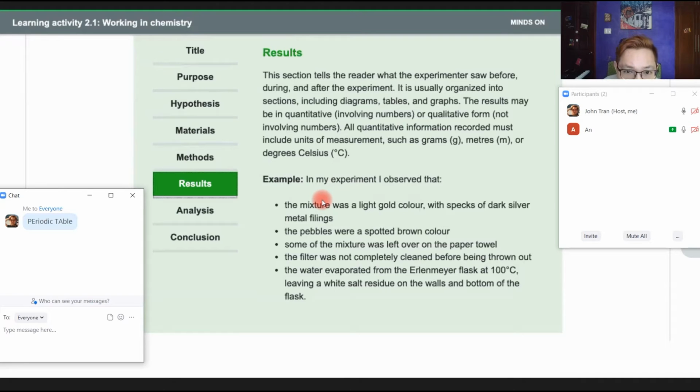Now, the result may be quantitative, like how much, or qualitative, like what do they have? Qualitative is like what do they have? But quantitative is like how much do they have? So these are the two things that you need to keep in mind: quantitative or qualitative.